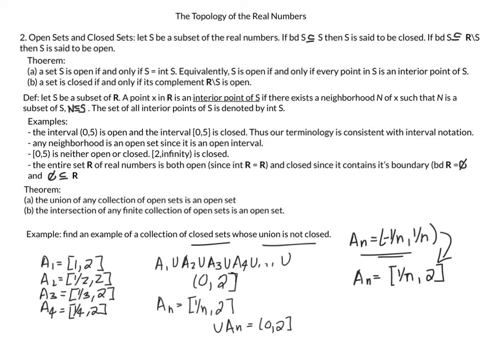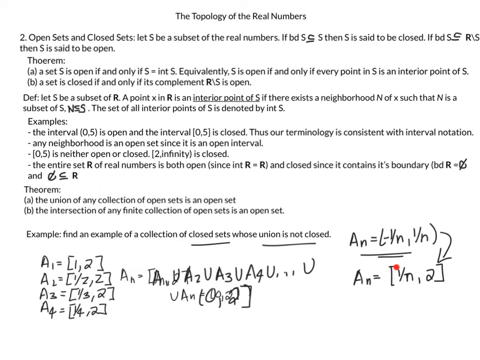In particular, I'm going to change this A_n to be the closed interval [1/n, 2]. So you can see A_1 is [1, 2], A_2 is [1/2, 2], A_3 is [1/3, 2], A_4 is [1/4, 2]. So you can see the union is going to approach 0, but it will never reach 0. And of course, on the right-hand side, I get to include up to 2. But by setting the left-hand side equal to 1 over n, that is what will do it for me. It will not be a closed set. The union is not closed.